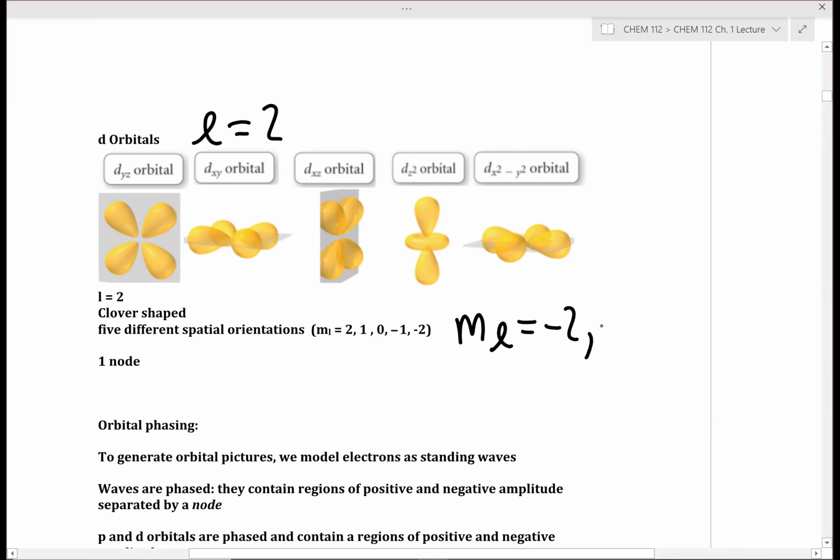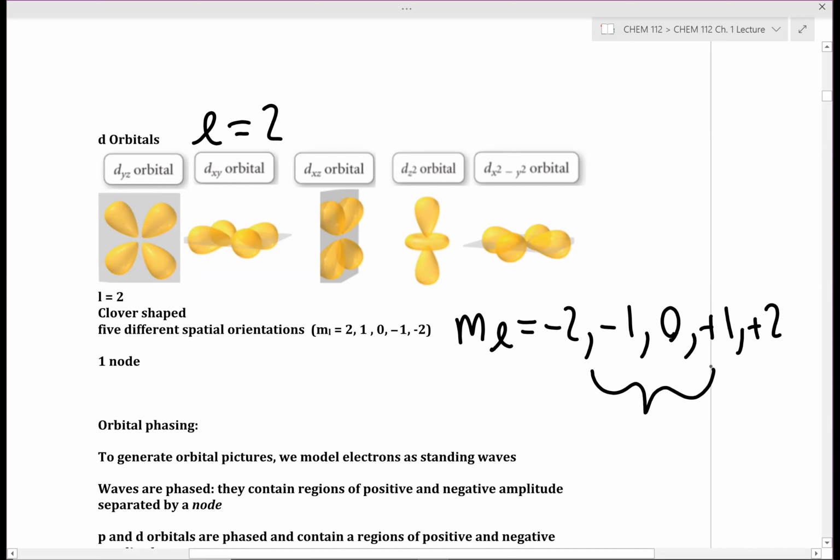Yep, then negative 1. 0 is a freebie. Would someone else like to provide us the last 2? 1 and 2, yep. Positive 1 and positive 2. So how many unique ML values do we have? 5. And how many unique orbitals do we see in this subshell? 5. Okay, as a side note, do we see a node in this case? Yes. How many nodes do we see?